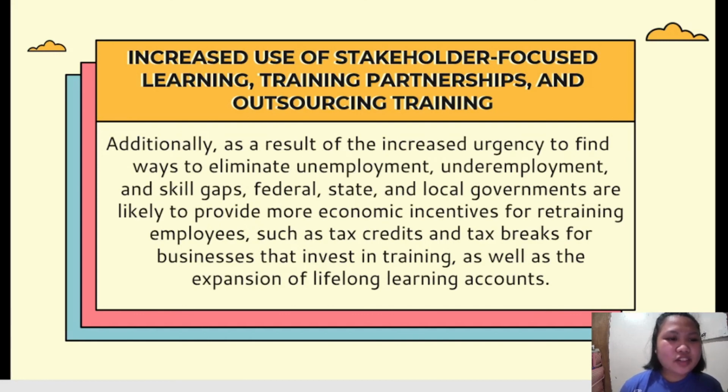Additionally, as a result of the increased urgency to find ways to eliminate unemployment, underemployment, and skill gaps, federal, state, and local governments are likely to provide more economic incentives for retraining employees, such as tax credits and tax breaks for businesses that invest in training, as well as the expansion of lifelong learning accounts.